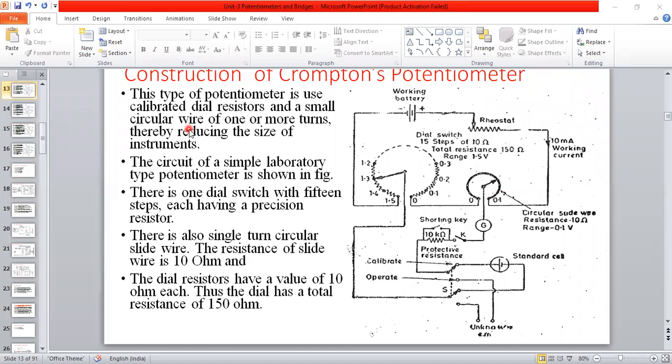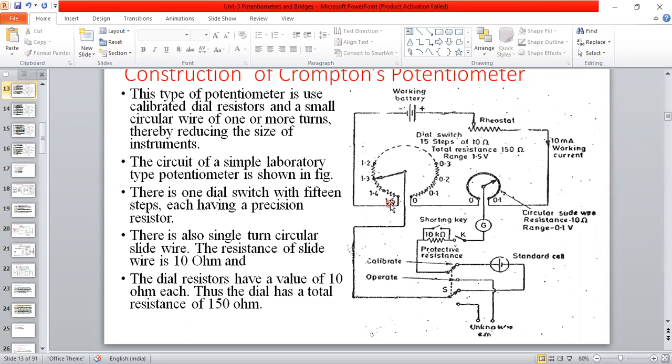See here, this type of potentiometer uses calibrated dial resistors and a small circular wire of one or more turns. It may be 10 turns, 100, or 200 turns. Calibrated means a predefined scale is there, like 0.01, 0.2, 0.3. We are varying in 15 steps. This is the circuit of the simple laboratory type. The Crompton potentiometer is also called the simple laboratory type potentiometer.